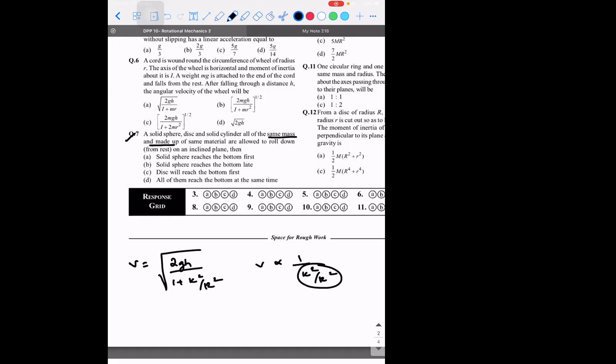So for a solid sphere, disk, and solid cylinder, what is the value of k square by r square? For a solid sphere it is 2 by 5. For a disk, it is 1 by 2. For a solid cylinder, it is 1 by 2. So these are 0.4, 0.5 and 0.5. Out of all these, the sphere's is less, so its velocity will be more. So which one will reach the bottom first? Solid sphere. Yes.